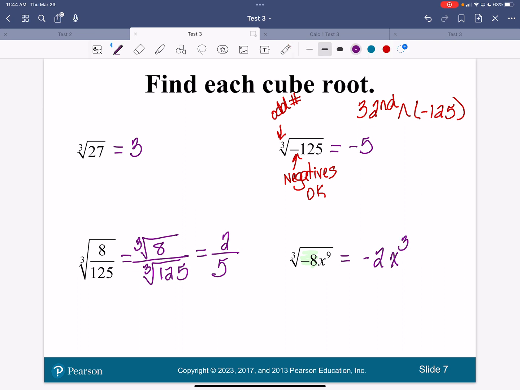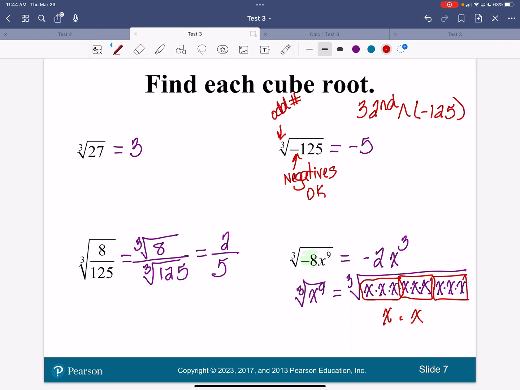So what I want you to look at with this x to the 3rd, we're taking the cubed root of x to the 9th. That means x times x times x times x times x times x times x times x times x. Now I need a set of 3. Why a set of 3 instead of a set of 2? Because it's cubed. So if there's a set of 3 in there, I pull 1 out. Here's another set of 3 and another set of 3. So that is how I get my x to the 3rd.